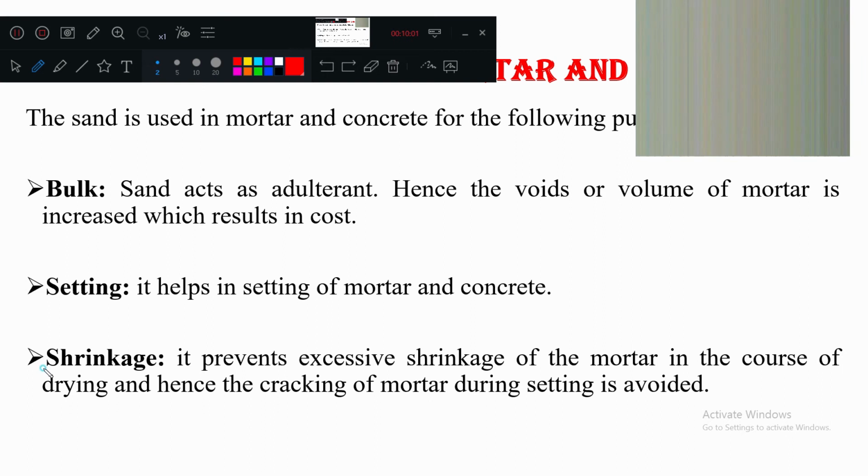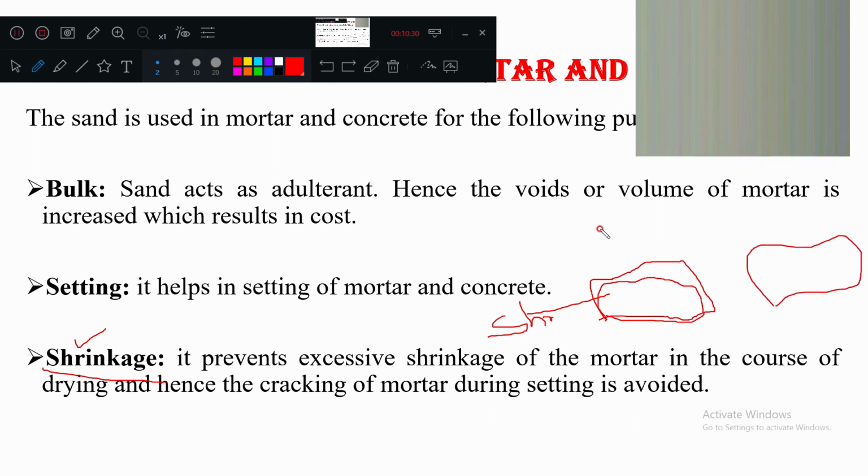Now, shrinkage. You understand that for a given volume, as time goes, if there is a reduction in volume, then we call it shrinking or shrinkage. How much it has shrunk, how much the volume has reduced, that property we call shrinkage. For a given quantity, two samples are there. Let us say this is also 10 kg. Here the sand quantity is less. Here the sand quantity is more.